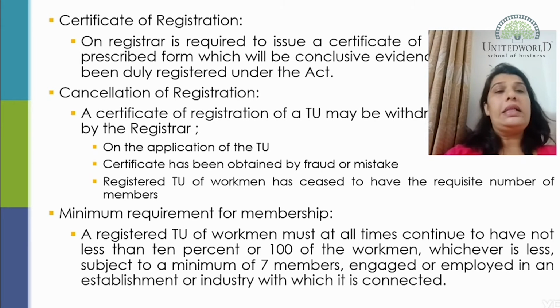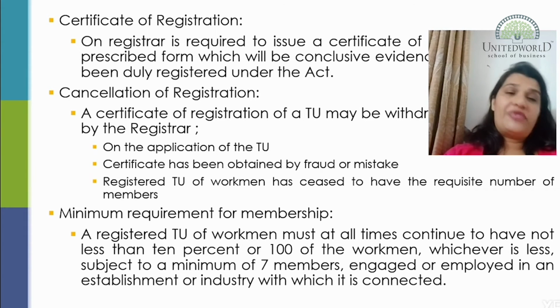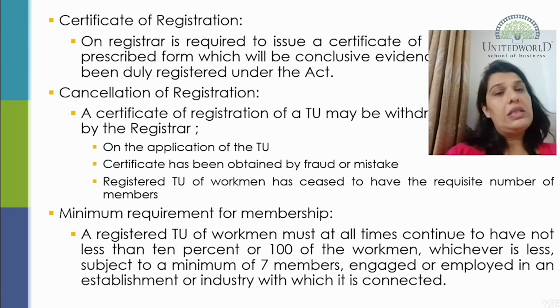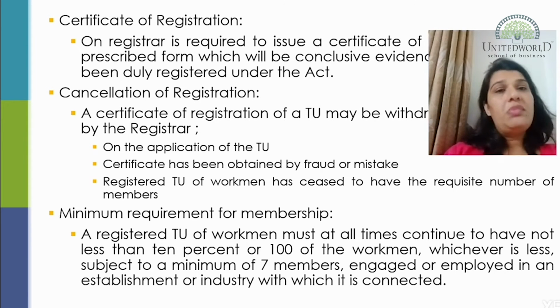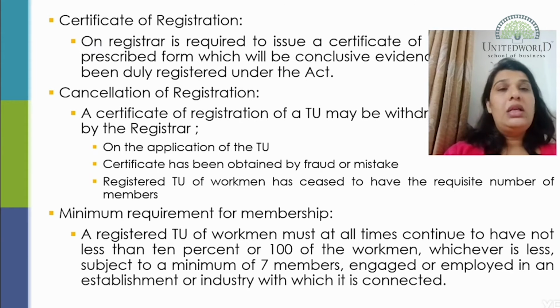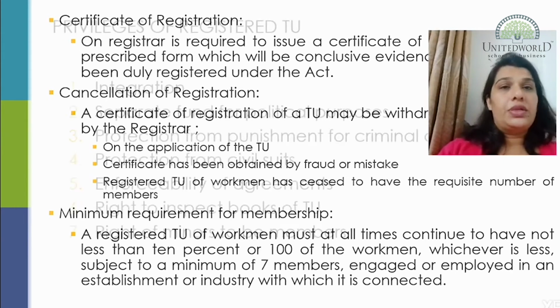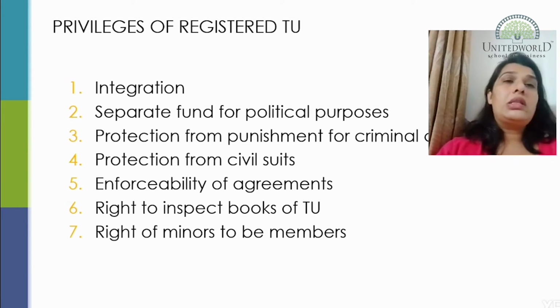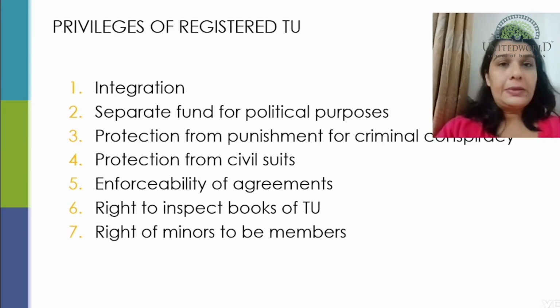Then the minimum requirement of membership: a registered trade union of workmen must at all times continue to have not less than 10% or 100 of the workmen, whichever is less, subject to a minimum of 7 members engaged or employed in an establishment or industry with which it is connected. So there have to be a minimum of 7 members, and only then can they form a trade union.